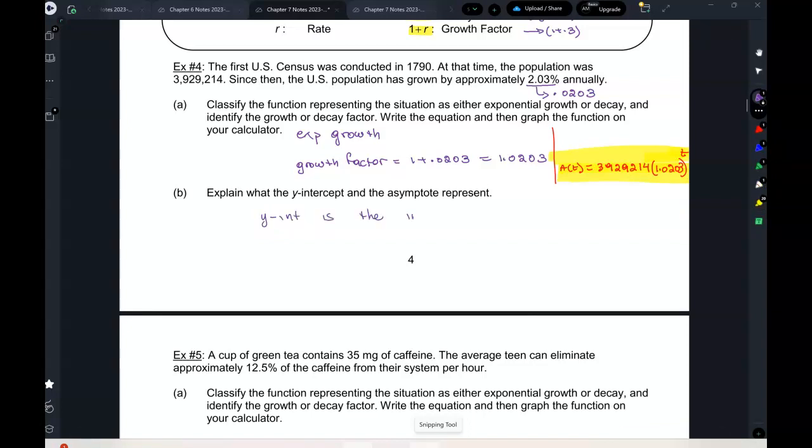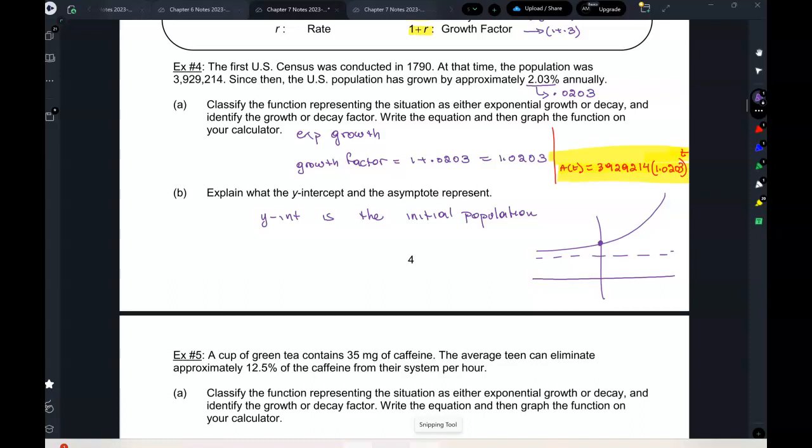So what is the y-intercept then? It is the initial population. It's always going to be the initial because the y-intercept is when t is 0. When t is 0, that's when the problem started, so it's the initial by definition. So what would the asymptote represent? Here is the asymptote, and then here is the graph. So this is the initial population. What would the asymptote represent in terms of the population?